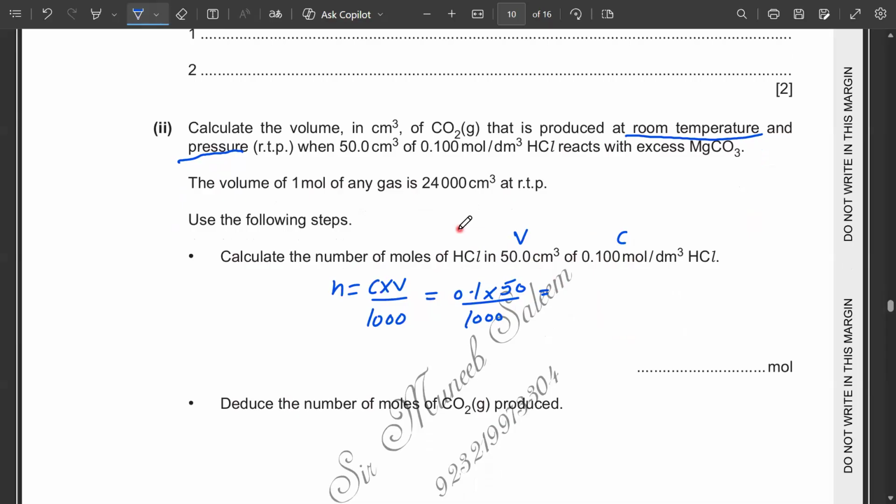So it is equal to 5 over 1000. It is 0.005 mole.